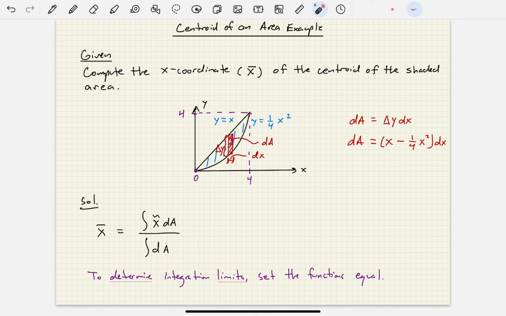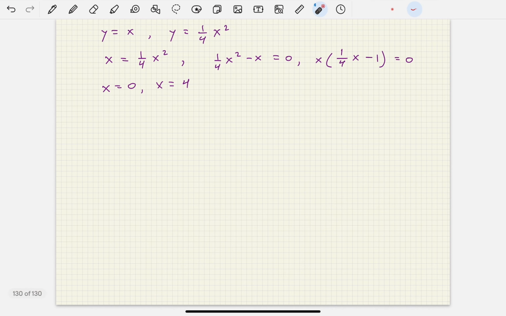So I've completely defined the parameters of this problem at this point, okay? So now what I can do is go back to my x bar relationship, and I can say, okay, I've got this integral of x tilde dA divided by the integral of dA, and I can start writing these integral expressions a little bit more explicitly.